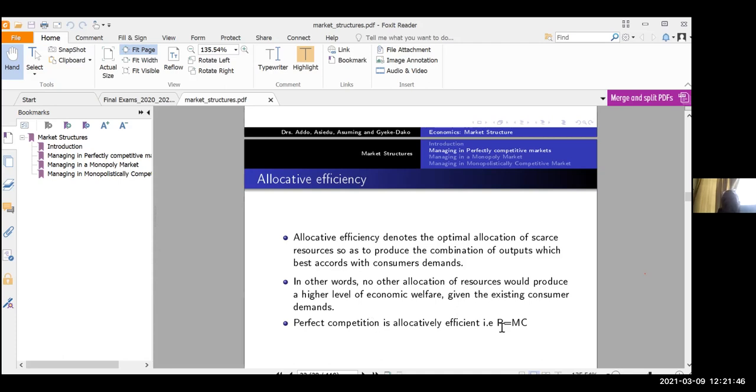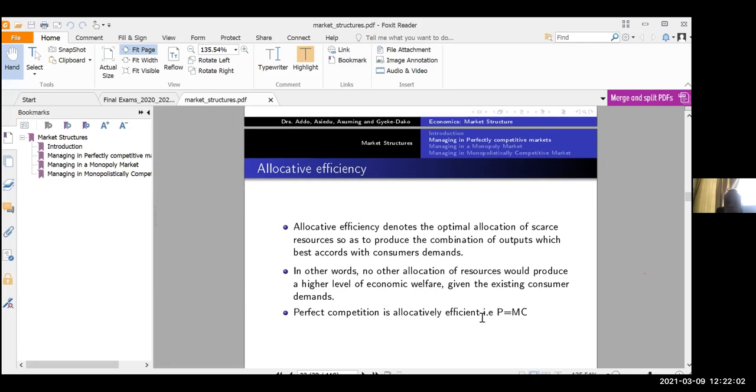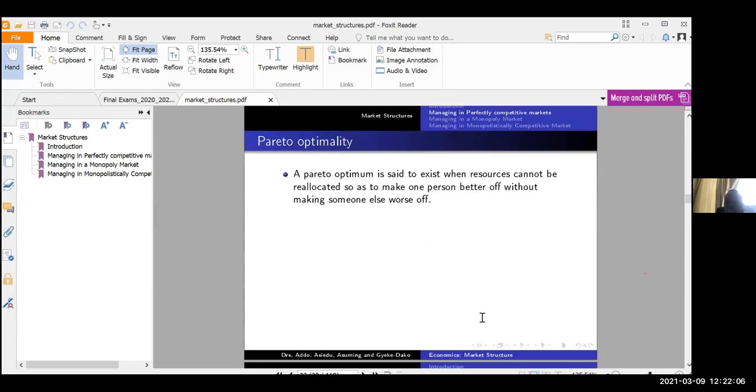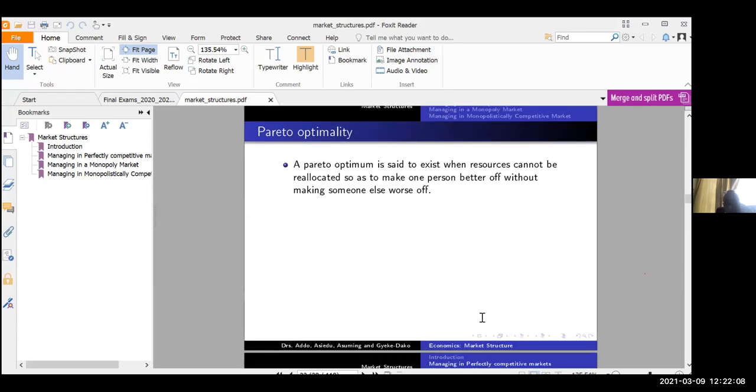Your price will be greater than your marginal cost. Your price will be less than your marginal cost. Okay. So in a perfectly competitive market, price equals marginal cost. If you don't do that, your cost will rise higher than the price and you are out of the market. So efficiency is very key here. All right. So as I said, the broad concept of efficiency is linked to Pareto optimality.